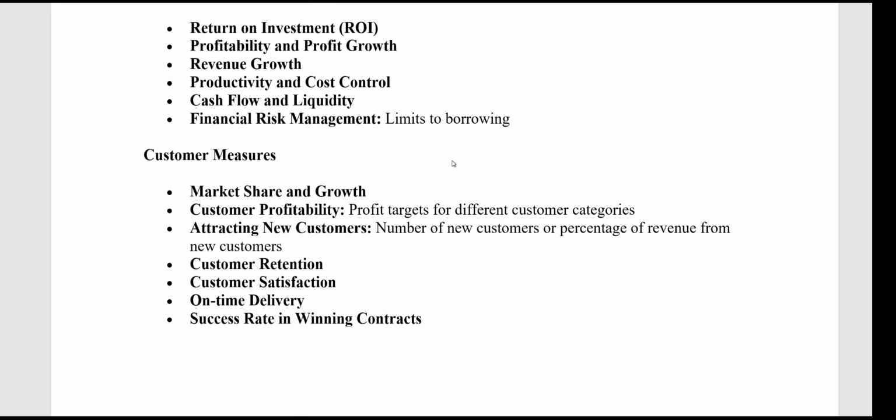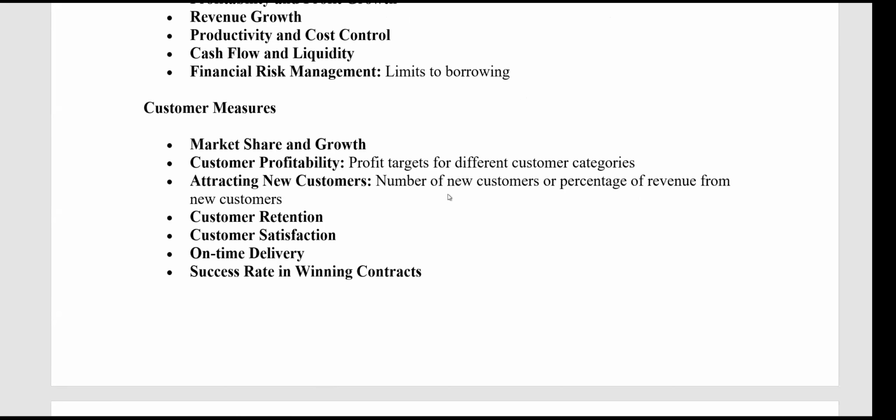Do you understand? Now, when it comes to the customer measures, most of the time, things like market share and growth, customer profitability, like profit targets for different customer categories. So, okay, if I have different types, let's say in my business, I have VIP customers, right? Maybe for those VIP customers, I can set targets that, okay, these people, I want to gain this amount. These people, I want to gain this amount. And what processes do you use to attract new customers? Is it through social media?